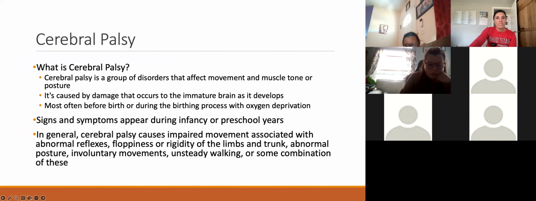For cerebral palsy, that's going to be a group of disorders that affect our movement, our muscle tone, and posture. It's caused by damage that occurs to the brain as it's developing. So we often see this either happening before birth, something happens in utero that causes cerebral palsy, or we have a traumatic delivery, and during the birthing process, we're deprived of oxygen for an extended period of time. We see these signs and symptoms develop during infancy or during preschool years.